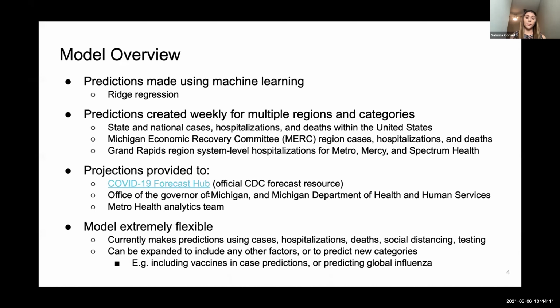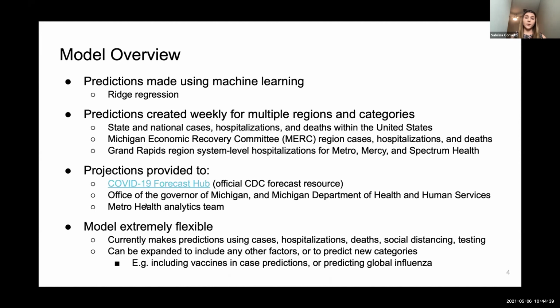The first place that we provide our weekly predictions is the COVID-19 Forecast Hub, the official CDC resource for pandemic forecasts. In addition, we provide our predictions to the Office of the Governor of Michigan in tandem with the Michigan Department of Health and Human Services. And we provide our system-level hospitalization predictions to Metro Health, the analytics team there, where Metro is one of the systems that we make predictions for.